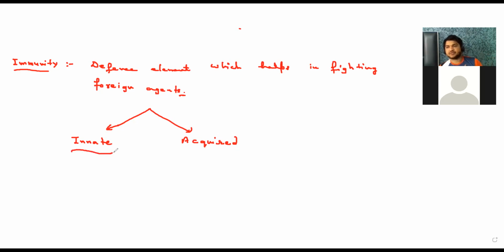So innate means, when a baby is born, the baby has some skin. It's not only the skeleton. So we have skin every time, and this skin works as a barrier for the pathogen. Can a pathogen directly enter through the skin? No, it enters only through openings. That's why we are wearing masks in this corona pandemic. So innate immunity refers to all the defense elements with which an individual is born.